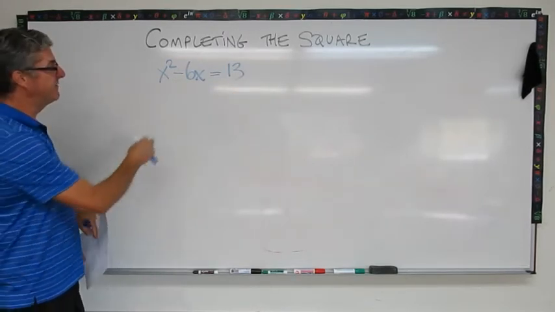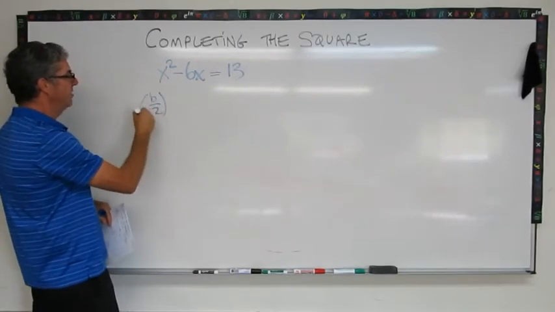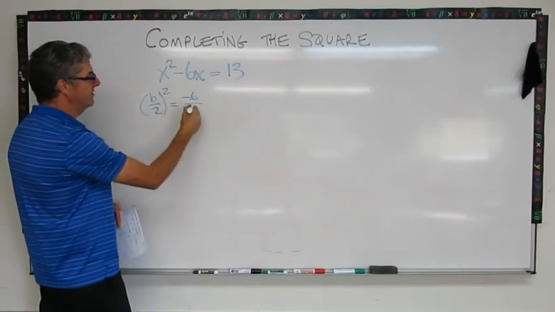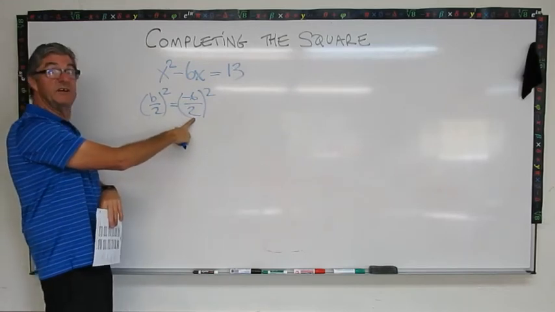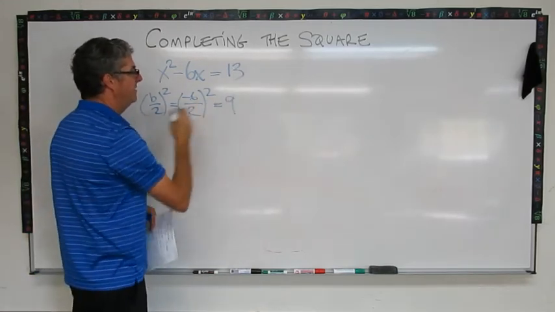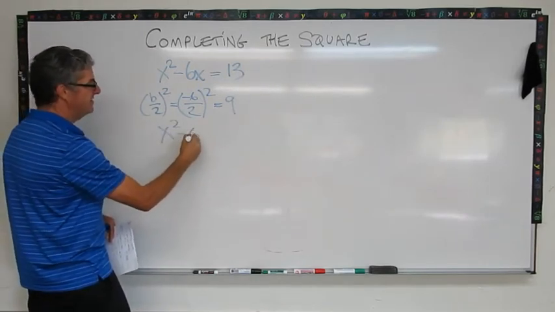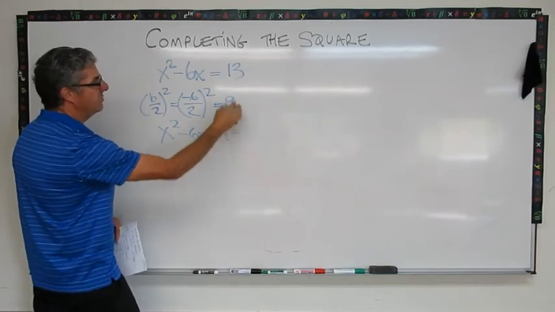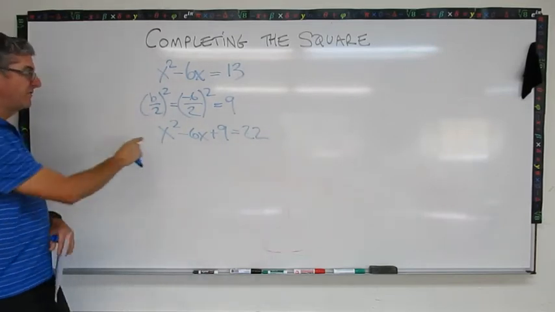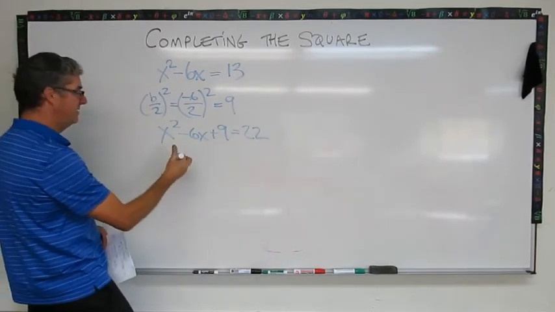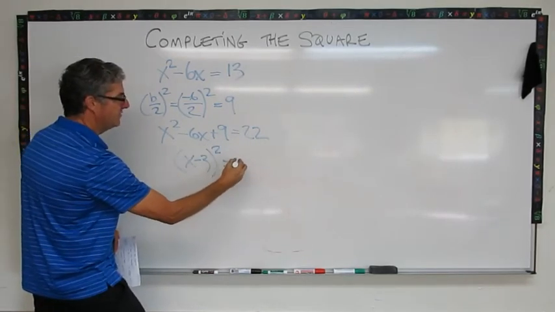So now I need to find out what my b over 2 squared is. So that was going to be, let's do this, b over 2 squared. It's going to be minus 6 over 2 squared. Minus 6 divided by 2 is minus 3. Squared is 9. So there's my b over 2 squared. Now I'm going to add it to both sides. X squared minus 6x plus 9 equals, what's 9 and 13? 22. Okay. Now I can factor this side. Remember, that's a perfect square now. X minus 3 squared equals 22.